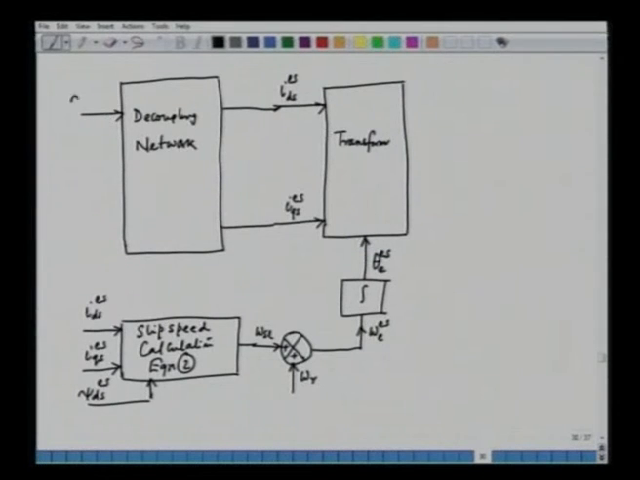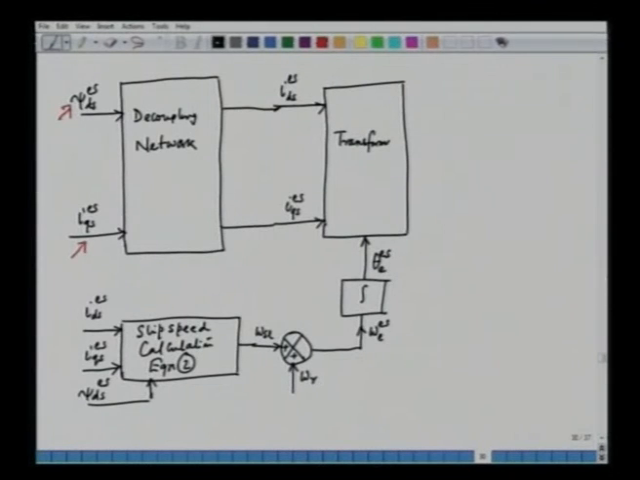So, what we have here is psi ds ES, and if we want to keep it constant, we can give a constant reference here, and then here we can have the IQS. This is the torque component of current. This current usually comes from a speed error. So, we have a speed error, and then we have a PI controller which basically gives us the torque component of current IQS. And psi ds, we can choose to keep this constant. If we want constant flux operation, we can keep this constant.